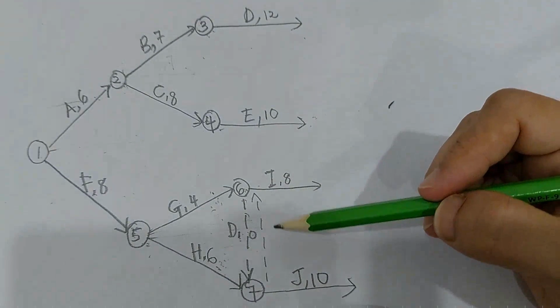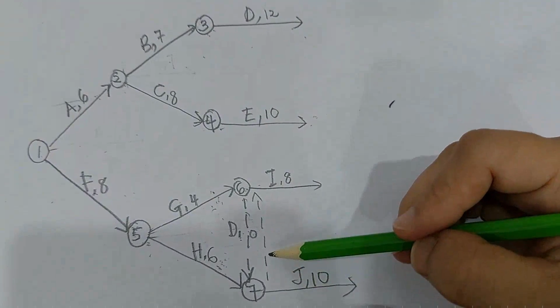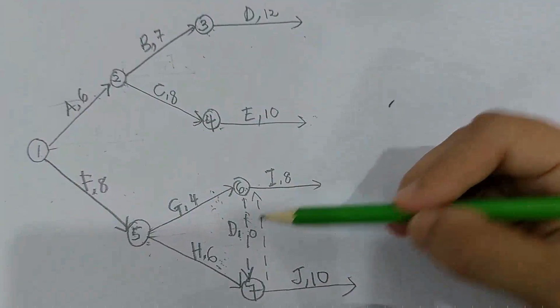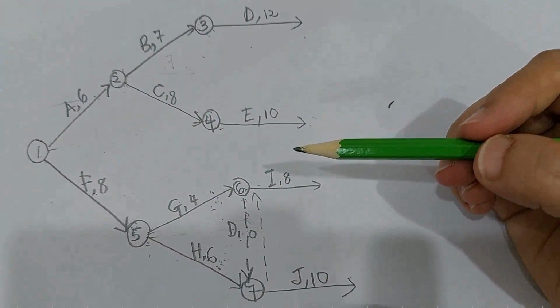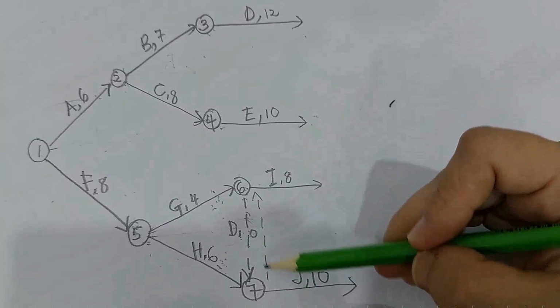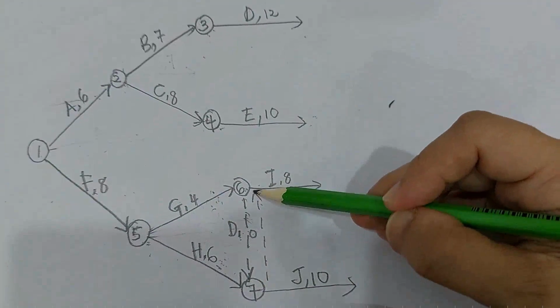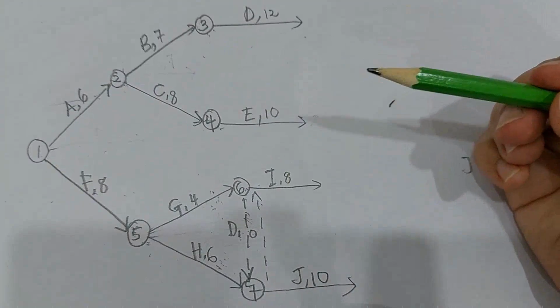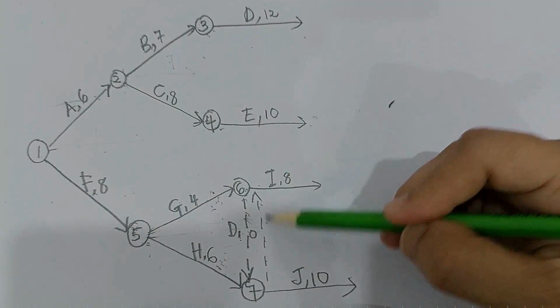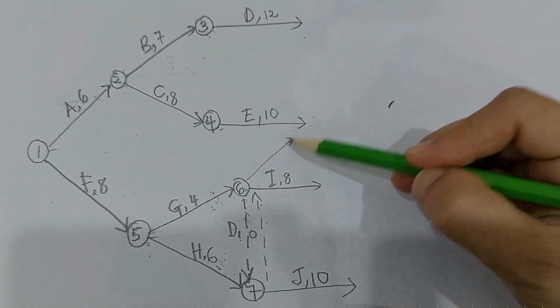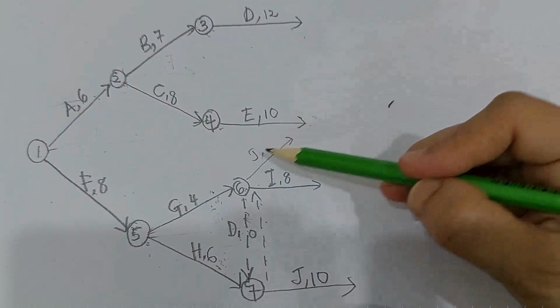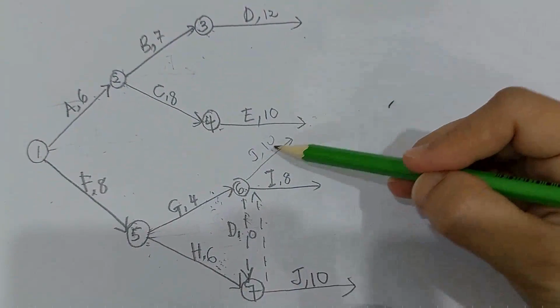Okay, so let's check. We want to draw a dummy line going up. We don't want dummy going down. Boleh ataupun tak boleh? Okay, if you decide to draw dummy line going upward to combine G and H, you nak combine G and H over here. Boleh. But your J will come up from here. Okay, kat sini J nya.